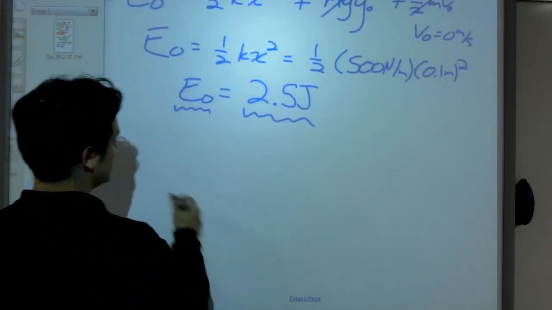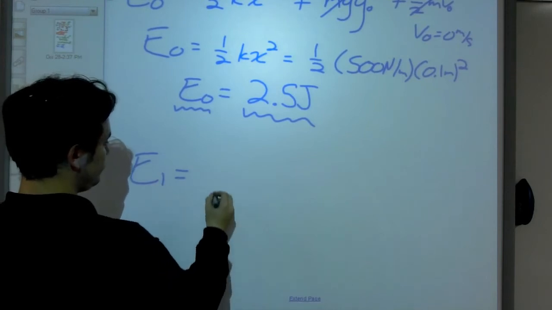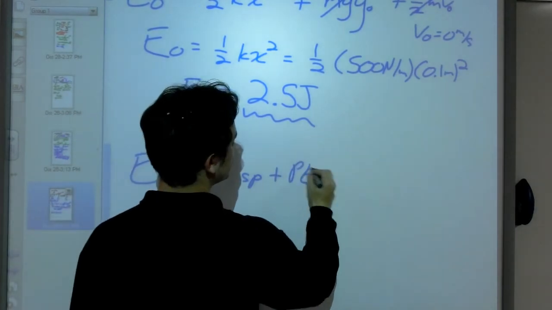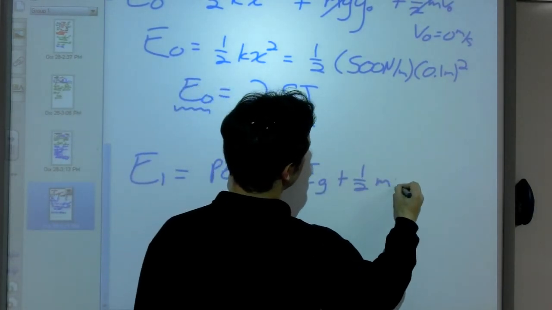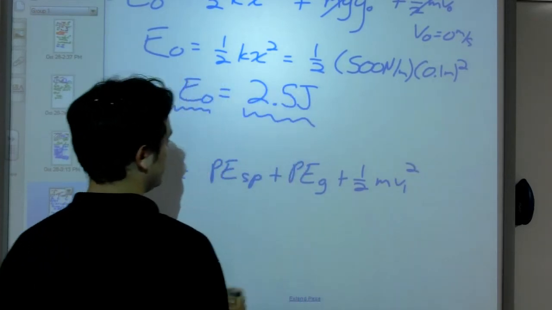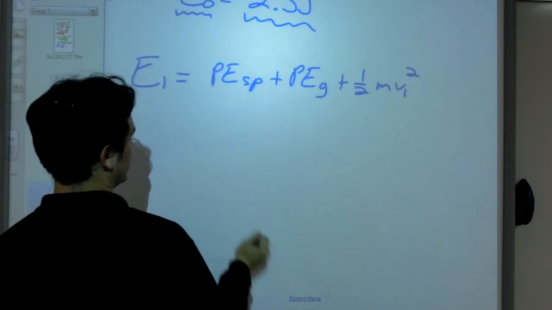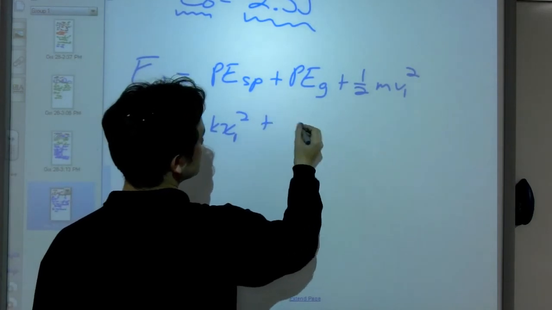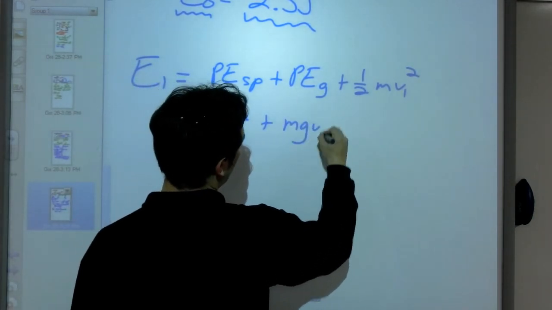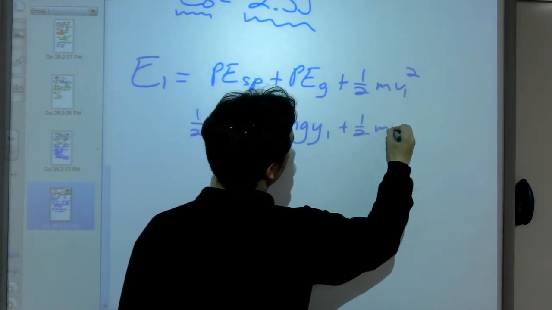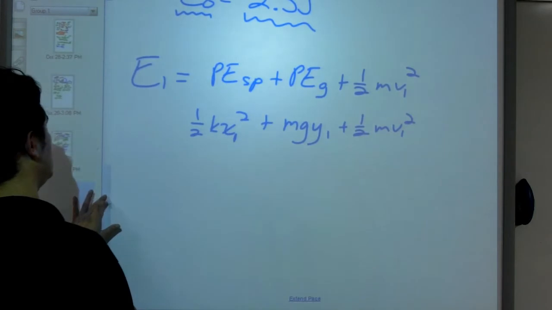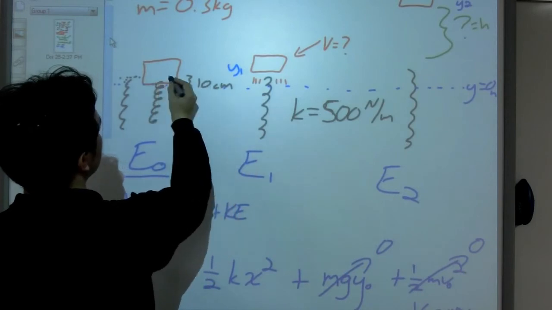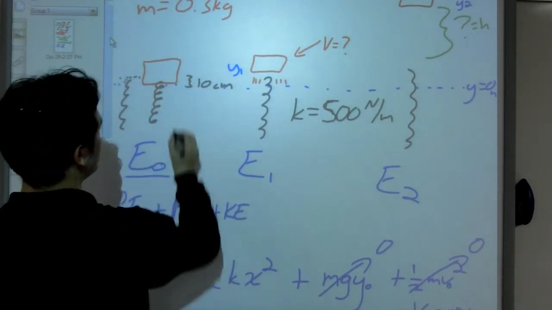So if I take a look at energy at point 1, I'll have some potential energy due to the spring, plus my potential energy due to gravity, plus 1/2 mv1 squared, my kinetic energy. So filling these in, I'll have 1/2 kx1 squared, plus my potential energy, mgy1, plus 1/2 mv1 squared. Okay, well, at this location here, 1, we've got the spring basically going back up to its natural length, which is right here.